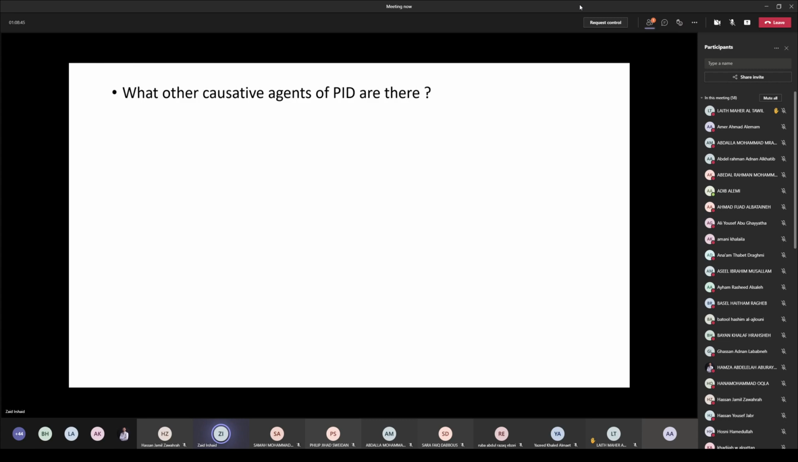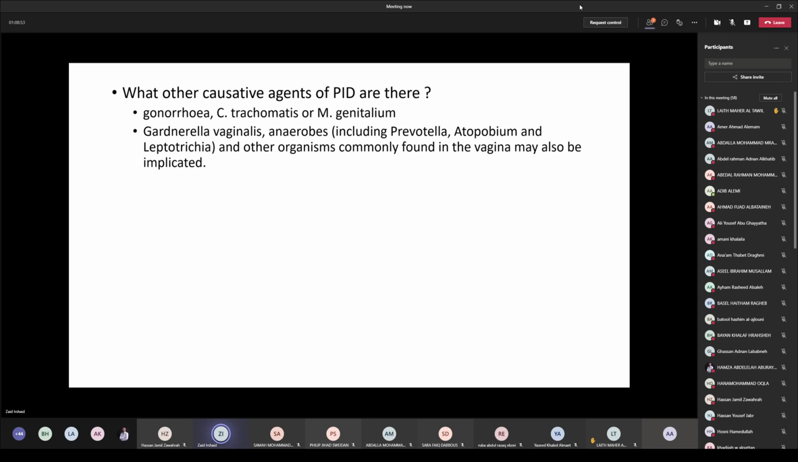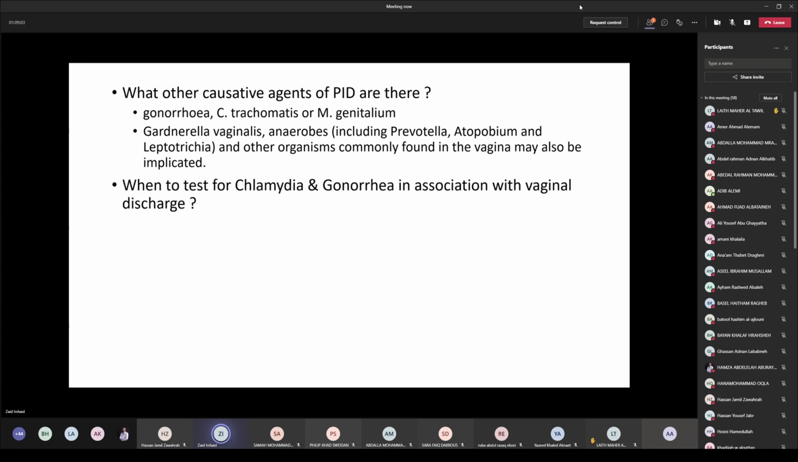We discussed previously, just to remind you guys, that PID can be caused by gonorrhea, trichomonas, Mycoplasma genitalium, Gardnerella, Prevotella, and any of the vaginal microbes. So it's not just an STI. And that's why we usually use a combination of drugs to treat it.